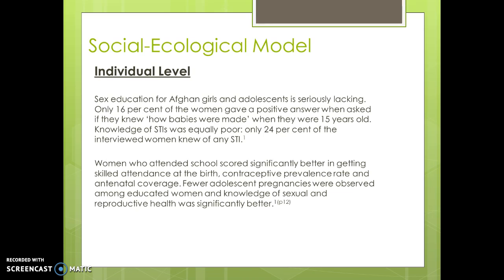At the individual level, lack of education contributes to the high maternal mortality ratio, whereas access to education actually helps outcomes. Let's look at sex education. Well, it's seriously lacking for Afghan girls who do not go to school. Many of the issues surrounding this have to do with family roles and religious views. Several articles have referenced one particular study where only 16% of 15-year-old girls surveyed knew how babies were made. Women who did attend school actually had fewer pregnancies and were better able to get skilled attendance at birth.